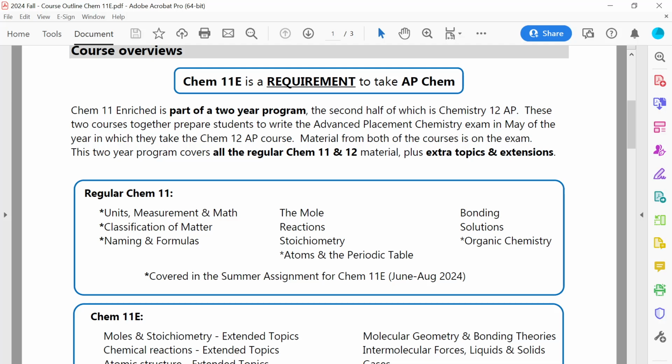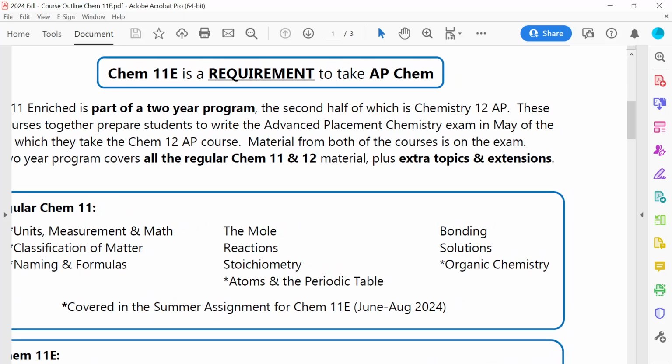So regular Chemistry 11, we do units and measurement, classification of matter, naming and formulas, and then after that we've done units 1, 2, and 3, and then we hit the mole. Actually, that's 4 units because I split the units and measurement and math in half for them. So then we hit the mole and reactions and stoichiometry. You have done all of units 1, 2, 3, and 4, or at least most of them over the summer. So we're going to just jump right in at the mole, okay?